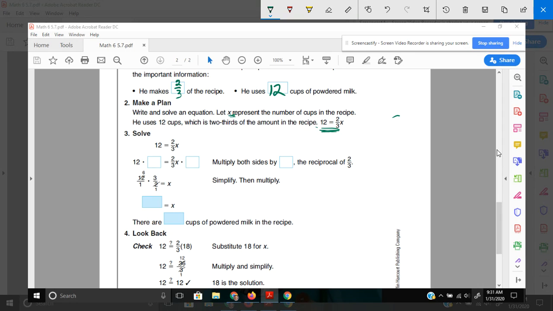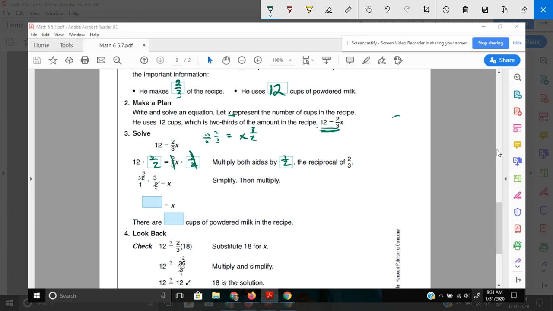All right, so let's solve this. What is being done to x? It's being multiplied by 2/3. So to undo that, I would divide by 2/3. And dividing by 2/3, remember, is the same as multiplying by its reciprocal. So that's 3/2. So multiply both sides by 3/2, the reciprocal of 2/3. All right, 12 times 3/2 and 2/3 times 3/2. Remember, this is just going to give you 1, because 2 times 3 is 6, and 3 times 2 is 6. 6 over 6 is 1. So that's why these will isolate our x.